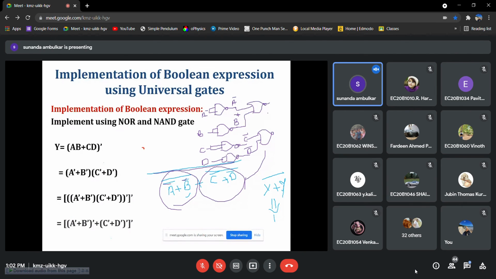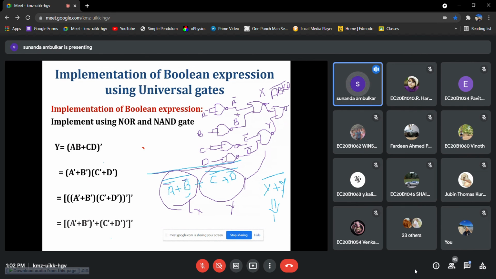For this we will use one more, because this is X and this is Y. So one more NOR is required here. So this is this one. Here it will go inside this. So this is the complete implementation of this expression. Okay, this is the complete one.